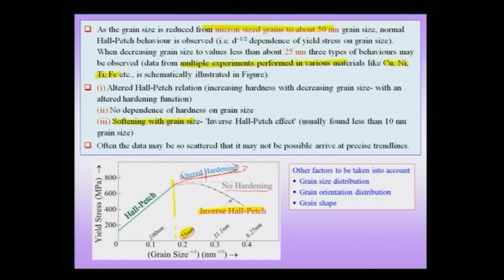It is very interesting to note that when you reduce the grain size below about 25 nanometers, you have three kinds of possibilities. Some materials show one effect, other materials show a different effect, but the most important effect you can see is that you may observe something known as the inverse Hall-Petch effect, wherein the material softens with decreasing grain size. This is a very interesting effect which has no counterpart in the bulk analog, and is especially observed in very small grain sized materials.